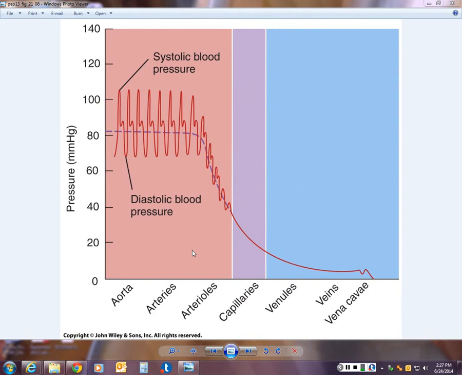Now, like I told you a few moments ago, let's just mention here at least pressure to begin with.